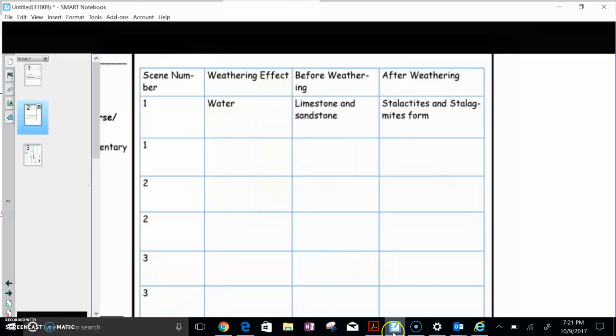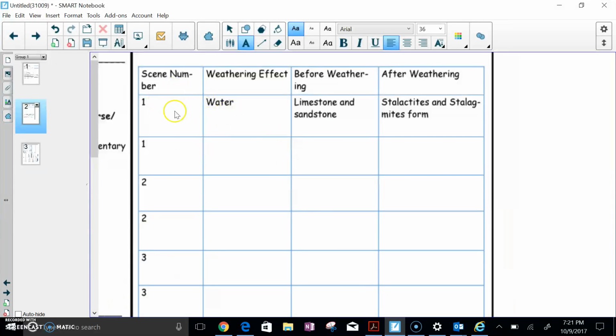So if you look at your paper, it's already filled in. So scene number 1, the weathering effect was water. Before the weathering, we had limestone and sandstone. After the weathering, we had stalactites and stalagmites, and you can also put a large cave.